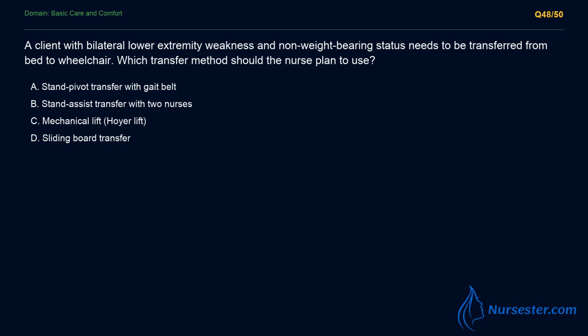Question 48. A client with bilateral lower extremity weakness and non-weight-bearing status needs to be transferred from bed to wheelchair. Which transfer method should the nurse plan to use? Option A. Stand pivot transfer with gait belt. Option B. Stand assist transfer with 2 nurses. Option C. Mechanical lift, Hoyer lift. Option D. Sliding board transfer.